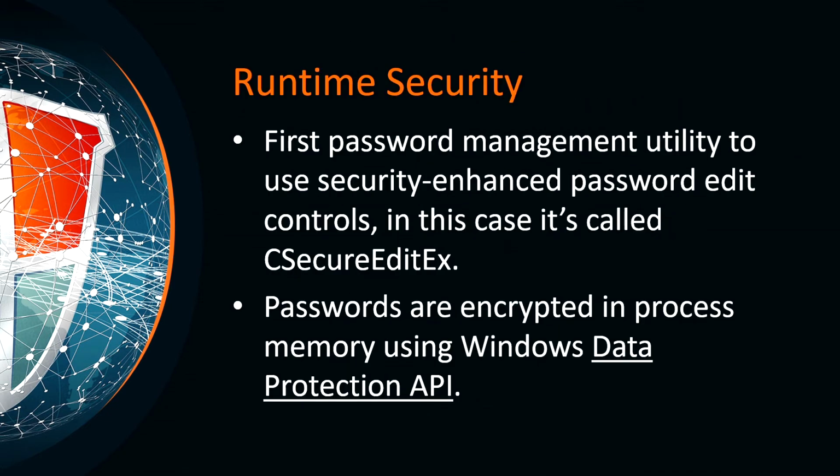Runtime security. According to the utility's author, KeePass was one of the first password management utilities to use security-enhanced password edit controls. In this case, this is one called CSecureEditX. The passwords are protected in memory while KeePass is running. On Windows Vista and later versions, passwords are encrypted in process memory using the Windows Data Protection API, which allows storing the key for memory protection in a secure, non-swappable memory area.